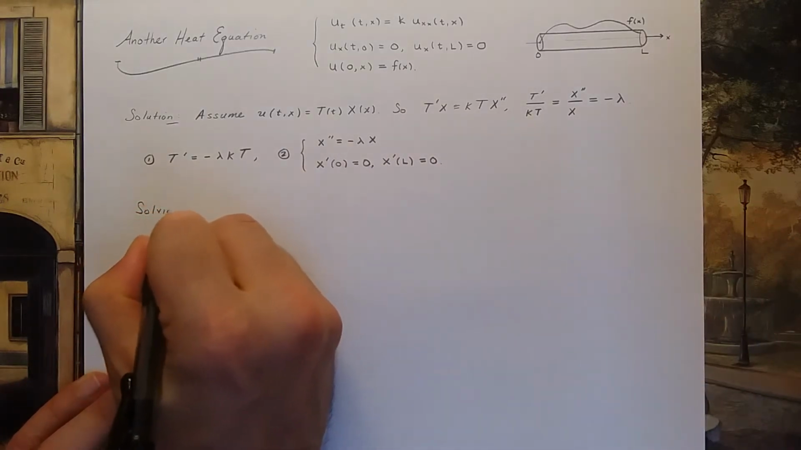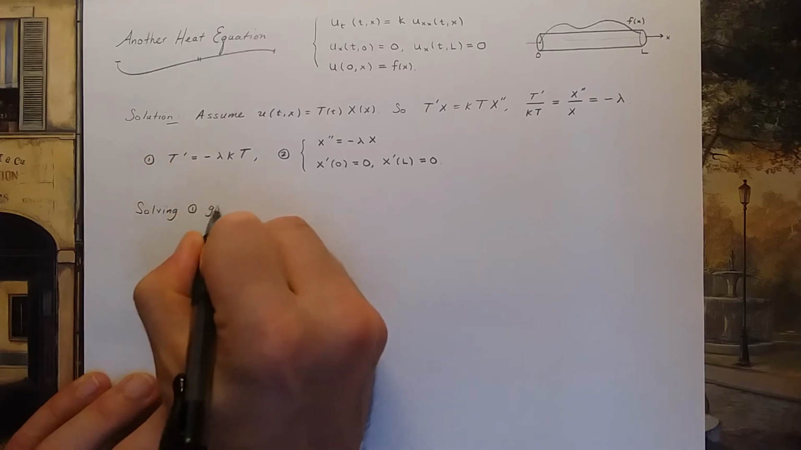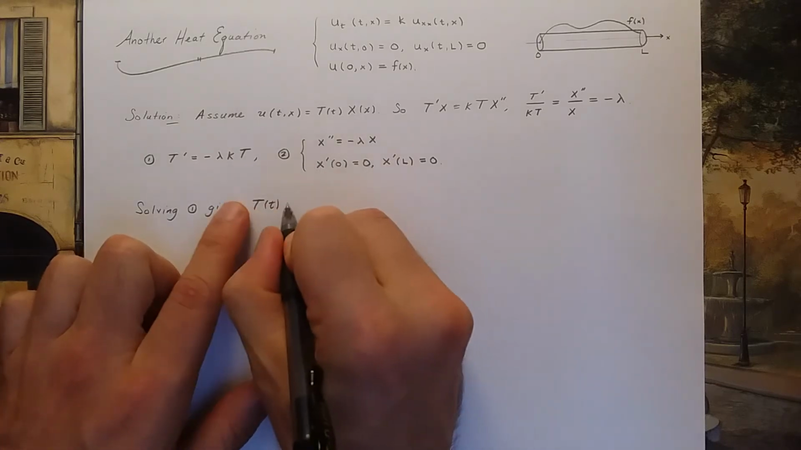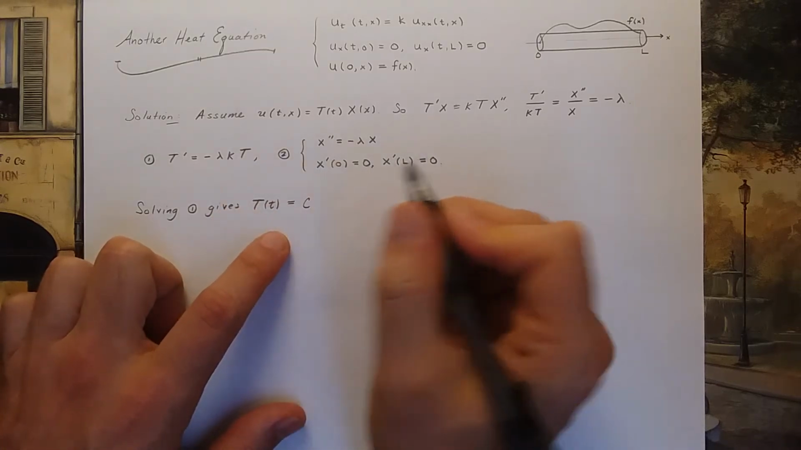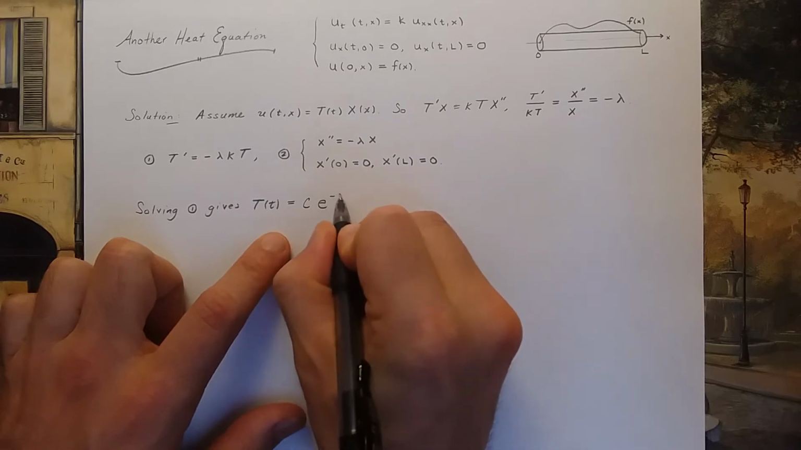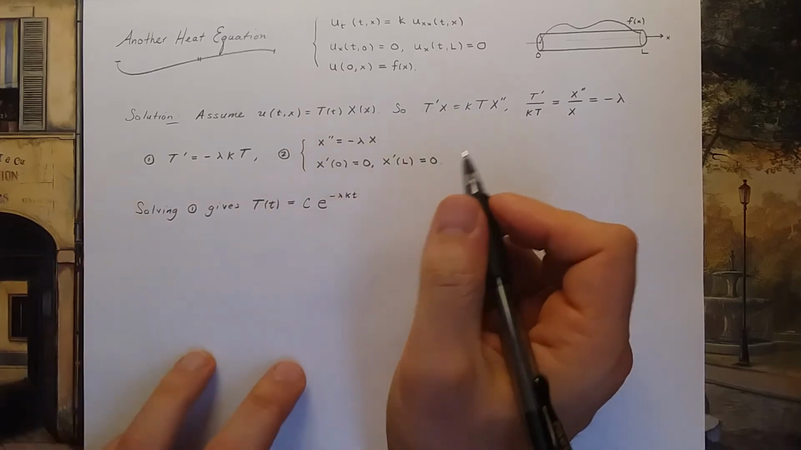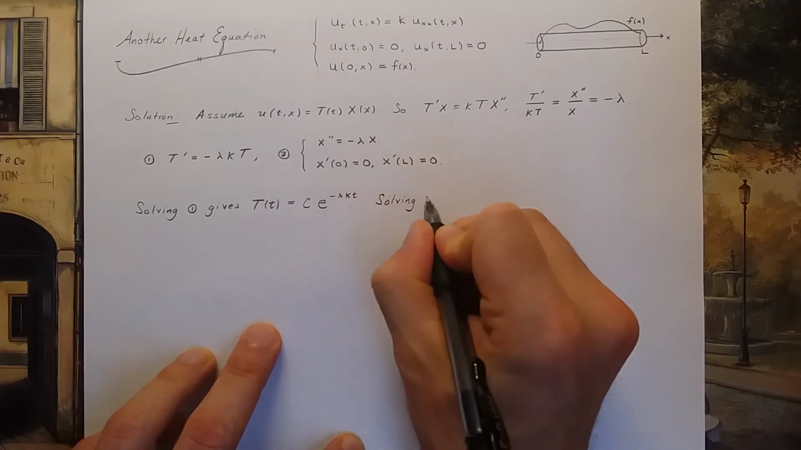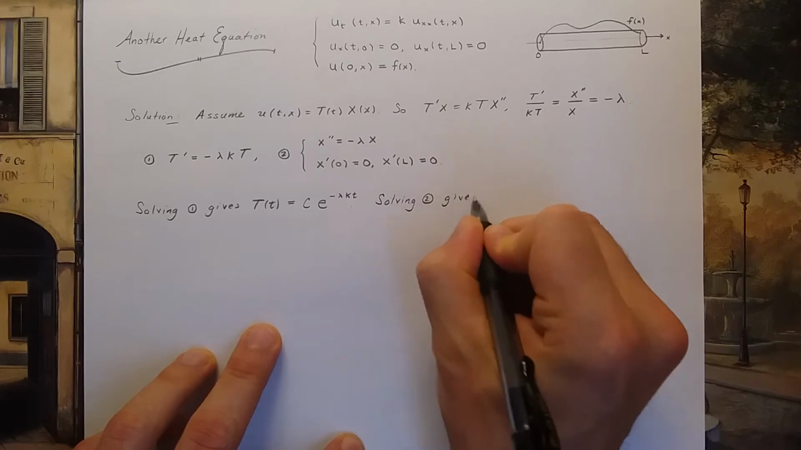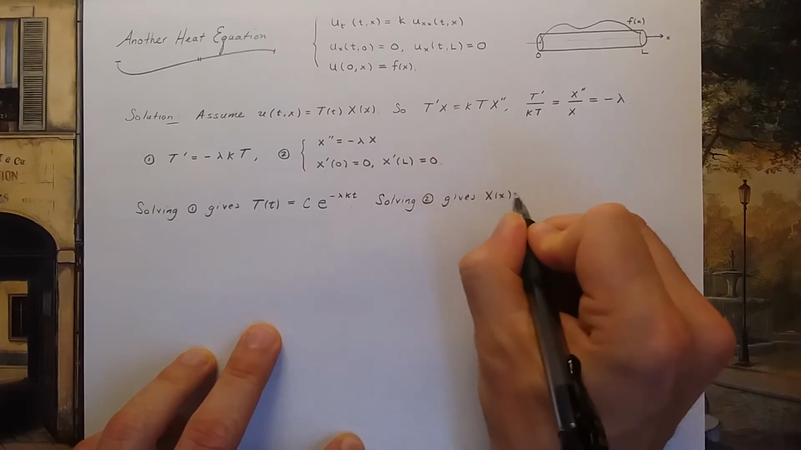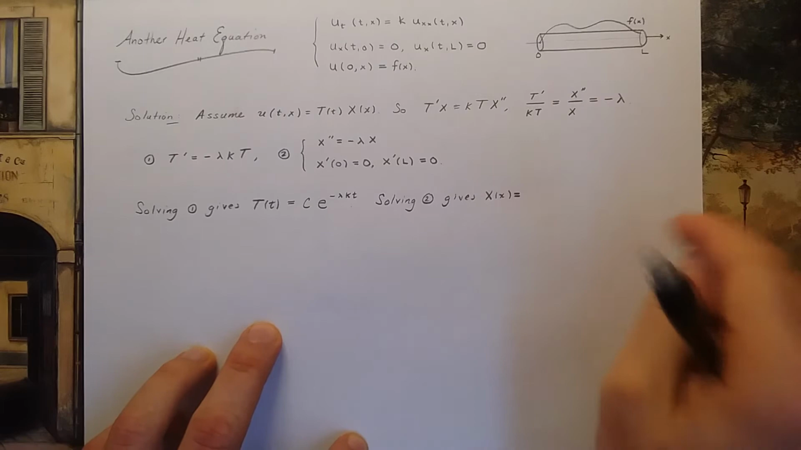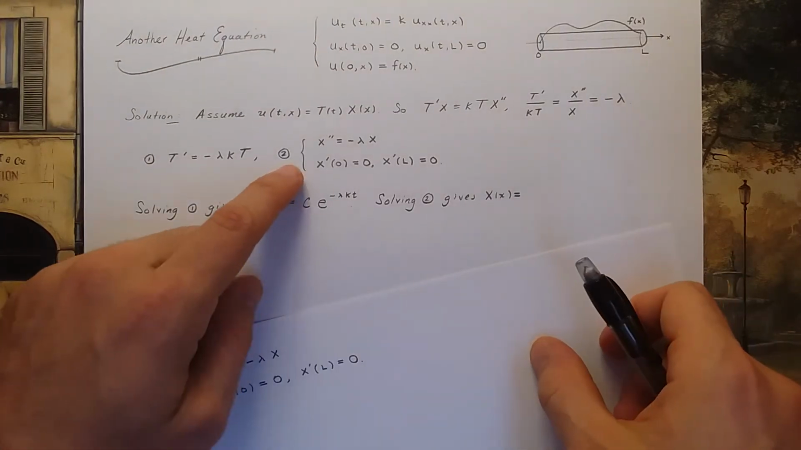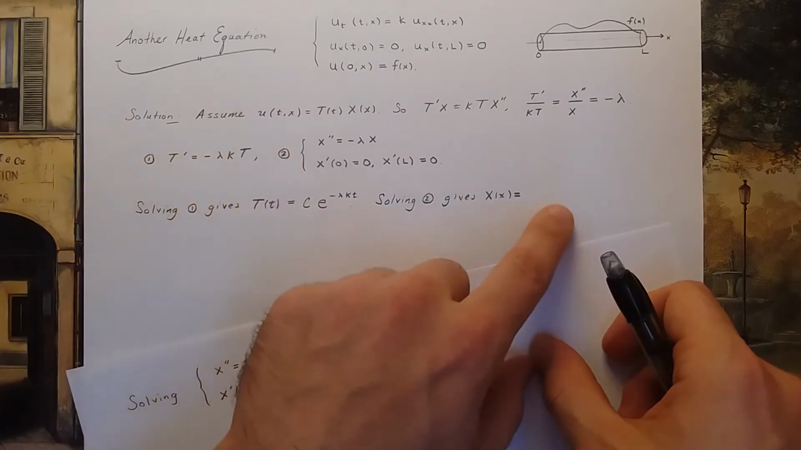So solving one gives my function capital T equaling some constant c times e to the negative lambda k little t. Solving 2 gives my function capital X equal to, now I'm going to go on the side. I'm going to start a new page here and solve this system and write the answer here.